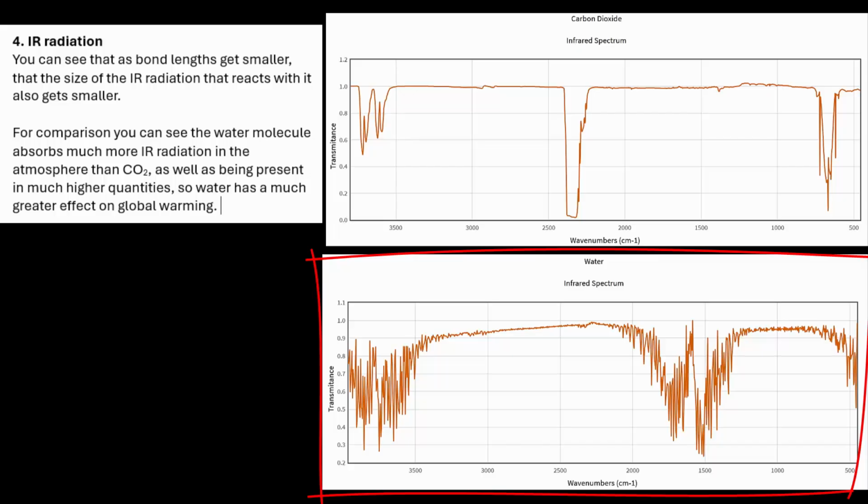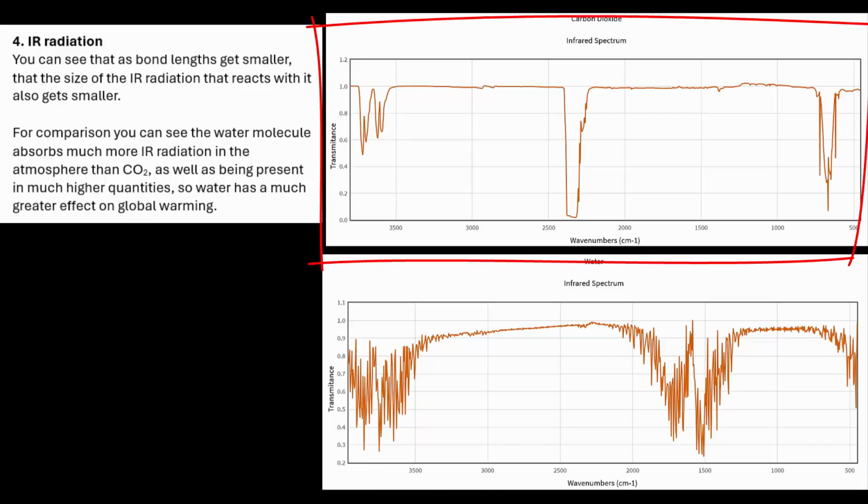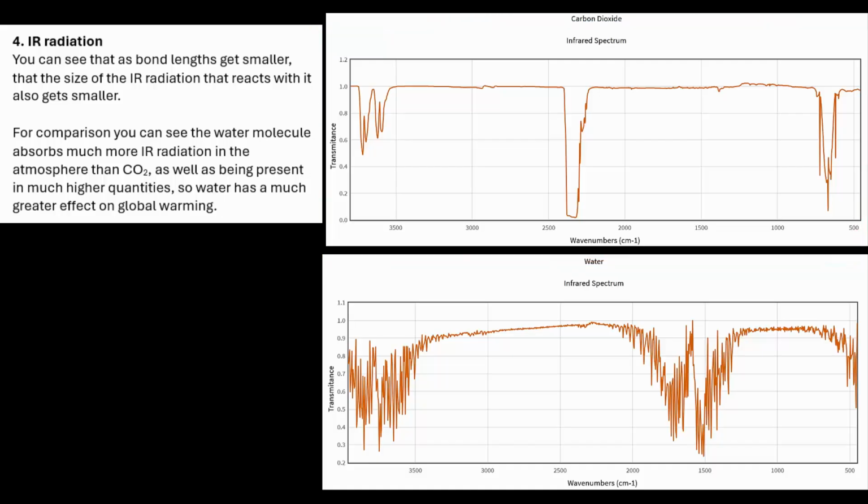And so water is not only more abundant in the atmosphere, it absorbs more infrared radiation, so it's more significant in global warming than carbon dioxide. So global warming is 100% necessary, otherwise we all freeze to death. And the effect of carbon dioxide could be quite limited, considering it's a tiny percentage and water is huge.